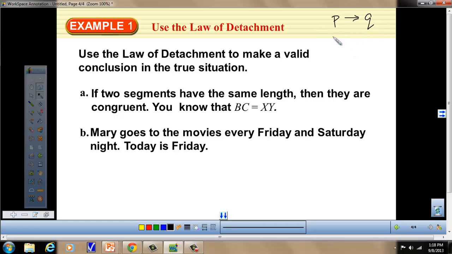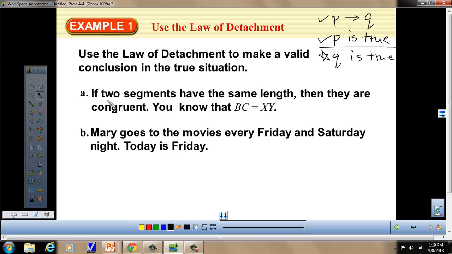My second statement will be an example where P is true. My conclusion for all of the law of detachments will be an example where Q is true. So in these examples, they're going to give you the if-then statement. They're going to give you an example where P is true, and you're going to want to write that last statement where Q is true.